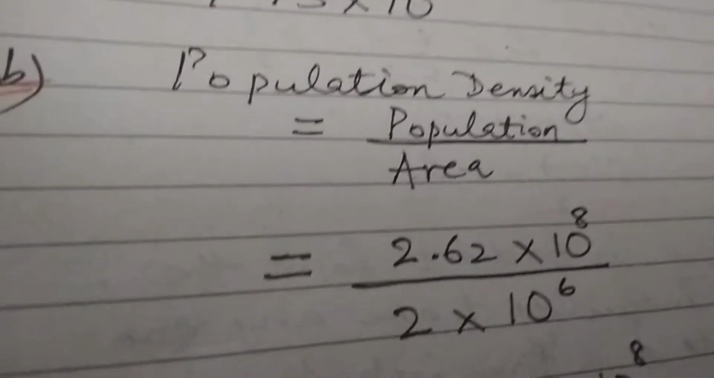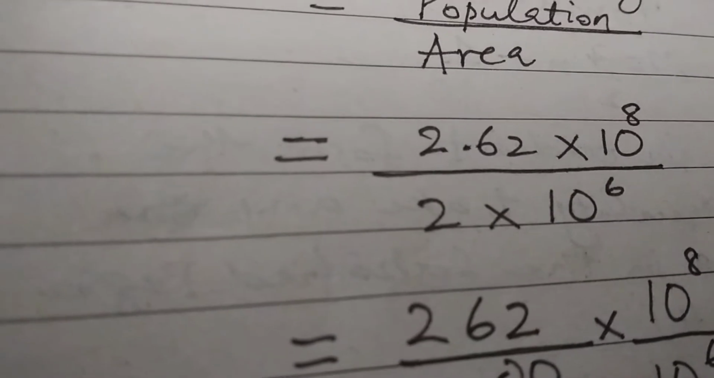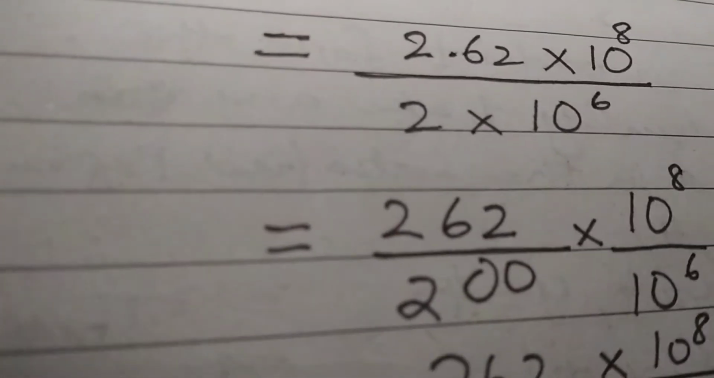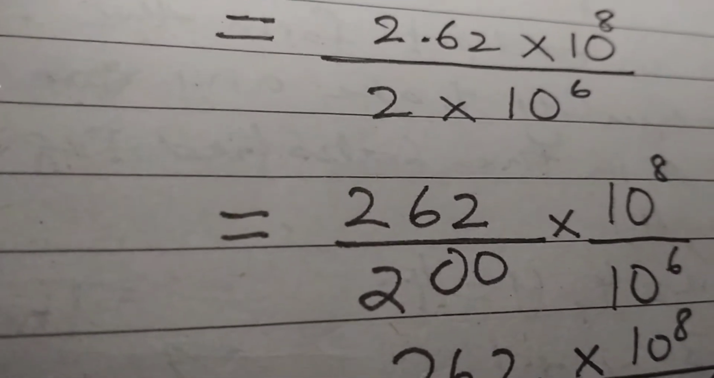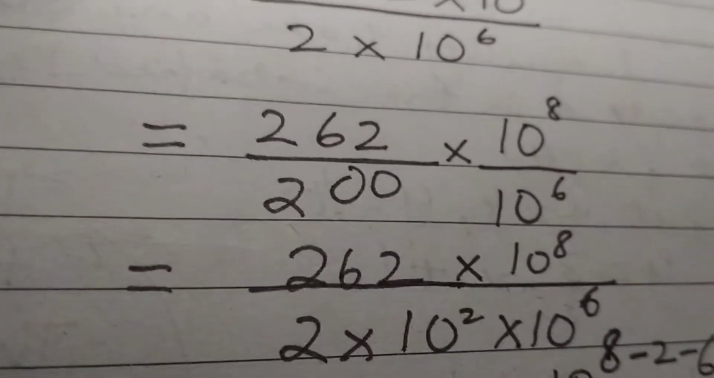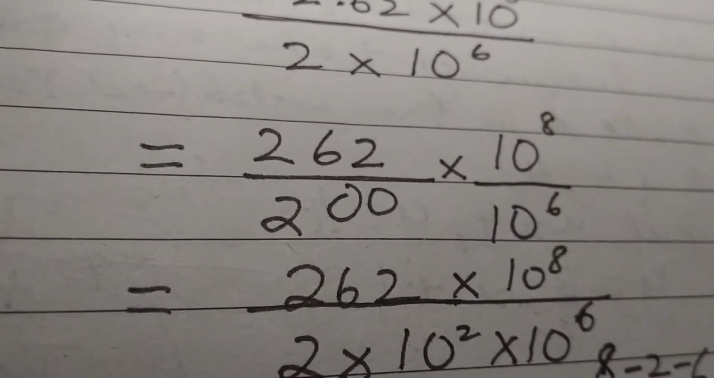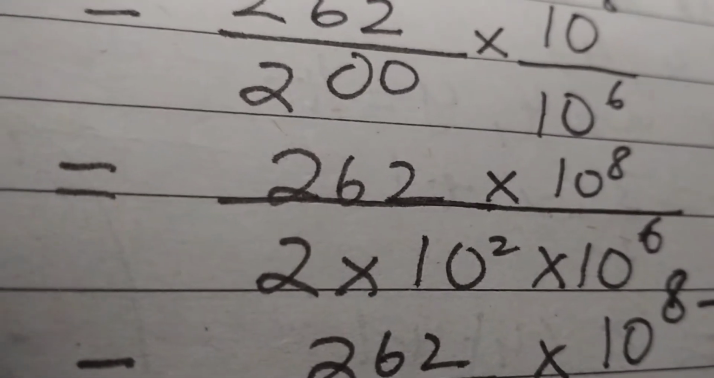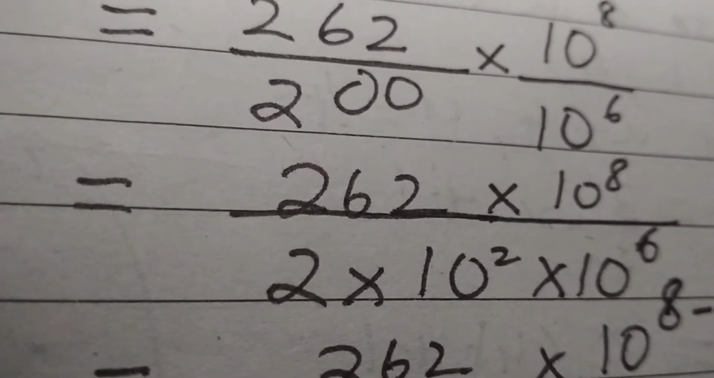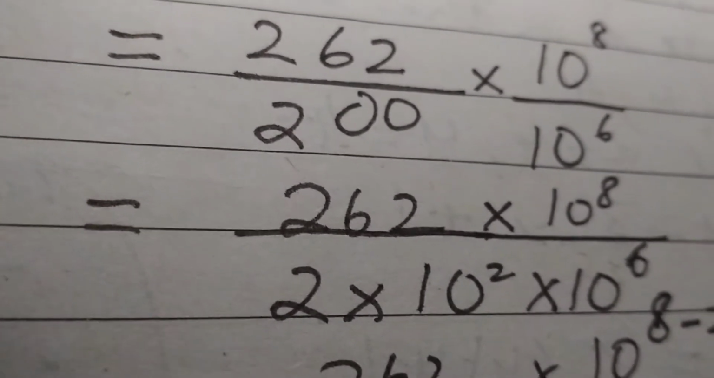Population density is already given in the question, that it is population upon area, and population was 2.62 into 10 to the power 8, and the area was 2 into 10 raised to the power 6. So what I have done, 2.62, I have removed the decimal point, and there were two digits after the decimal, so I have added two zeros in the denominator, and the powers up till now are exactly the same. Then 200 I can write in the denominator as 2 into 10 raised to the power 2, because 10 raised to the power 2 is 100. So 2 times 10 square is again 200. It will remain the same.